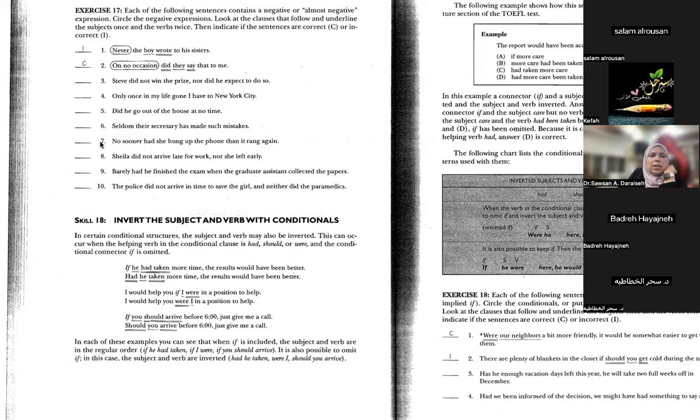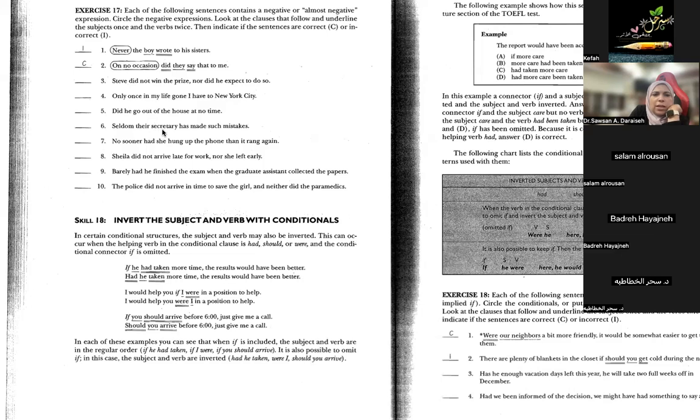You are right. So we said that when we have seldom at the beginning of a sentence, there should be inversion. But here, where is the inversion? We have their secretary, which means secretary really, as the subject. We need the verb, then the subject. So we have has made. We don't bring the whole thing, we just bring has and put it in front of their secretary, and made can be left the way it is. So: Seldom has their secretary made such mistakes? Seldom means نادرا, you know, that's what the sentence really means.